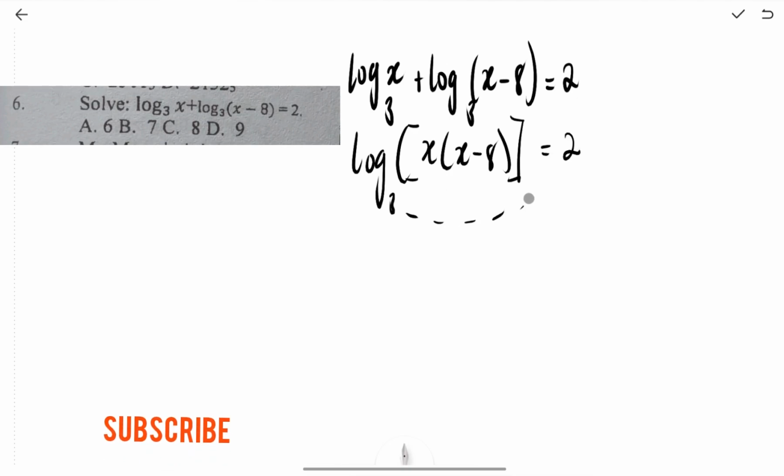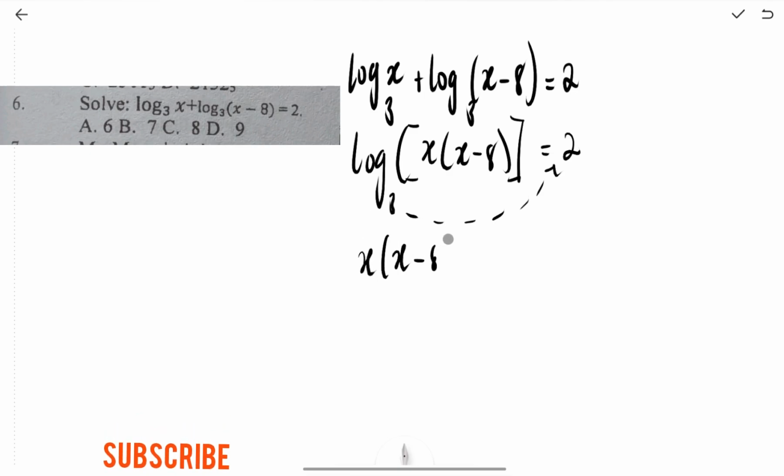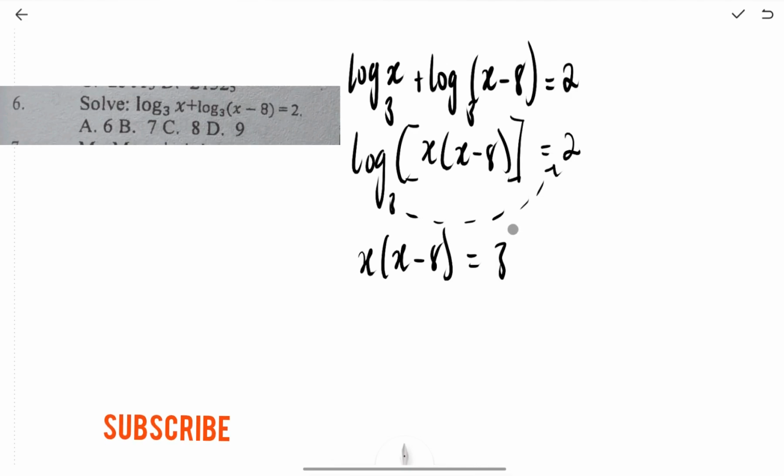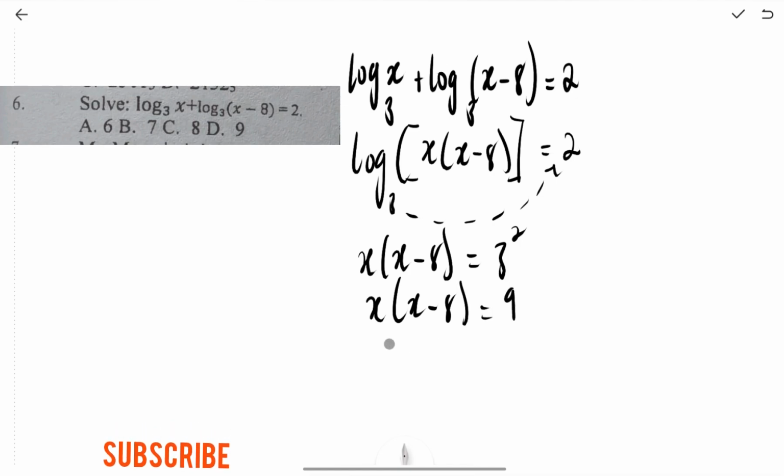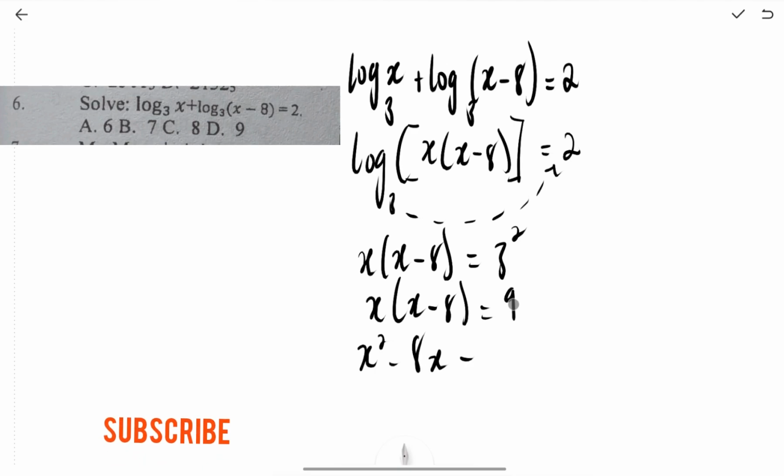So let's have a dotted line downward. The moment this 3 leaves the log, the log disintegrates. So we only have x open bracket x minus 8 equals 3 raised to power 2. Then we have x open bracket x minus 8 equals 9. Then we open this bracket, and we have x squared minus 8x, and we bring this 9 to the other side, minus 9 equals 0. This is a quadratic equation.